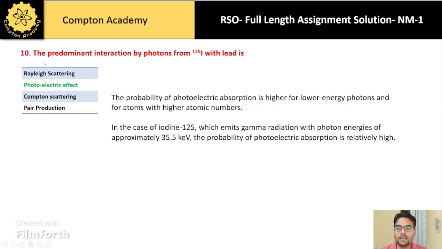Now question number 10 is, the predominant interaction of the photon from iodine-125 with lead is. Here the photoelectric effect is inversely proportional to the energy and directly proportional to Z. So the photoelectric effect will occur with higher probability with lower energy photons in high Z material. Iodine-125 emits gamma energy of approximately 35.5 keV, so with lead the predominant effect will be the photoelectric effect.